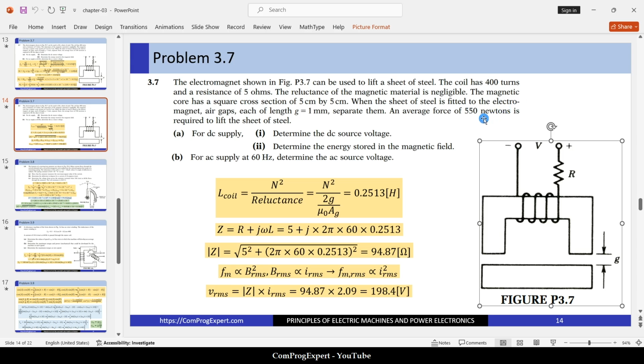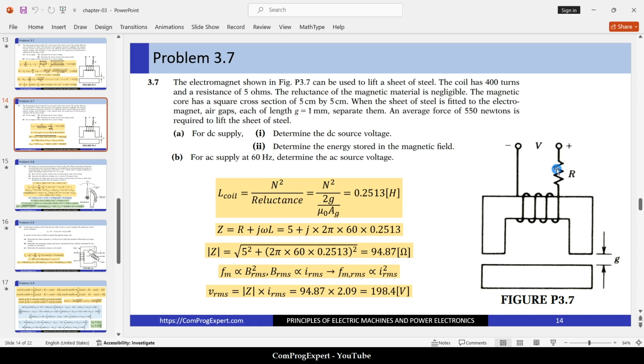An average force of 550 newtons is required to lift the sheet of steel. For DC supply, determine the DC source voltage. Determine the energy stored in the magnetic field. So, if we need to generate this force, how much should be the value of the DC source voltage, right?